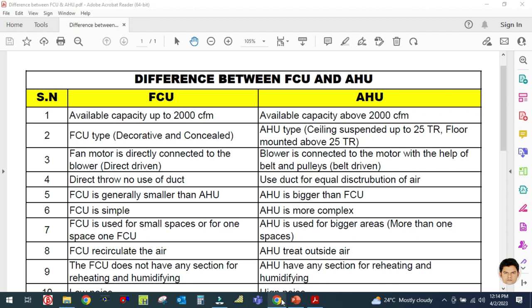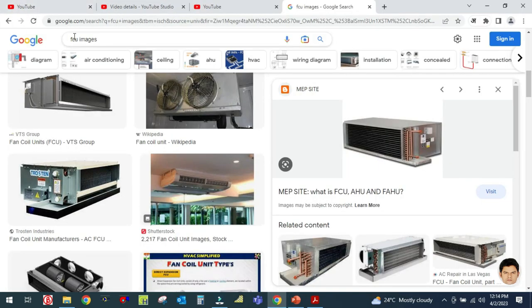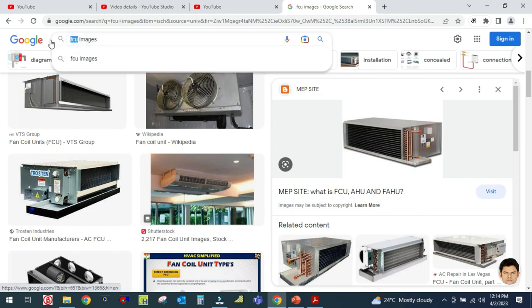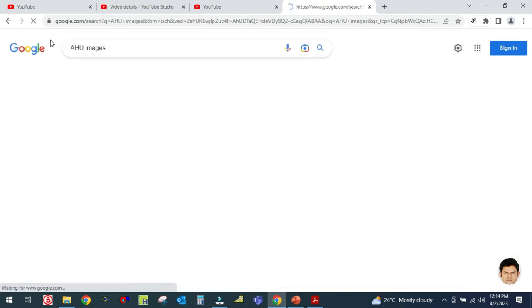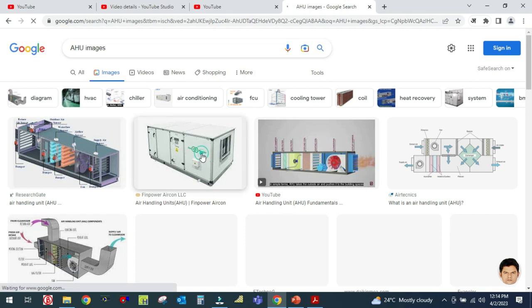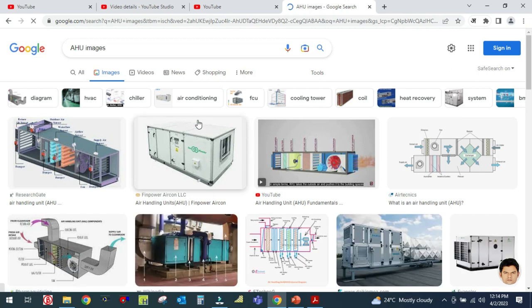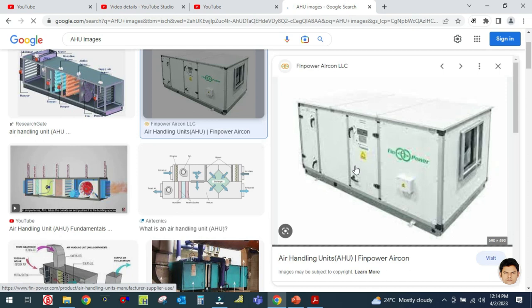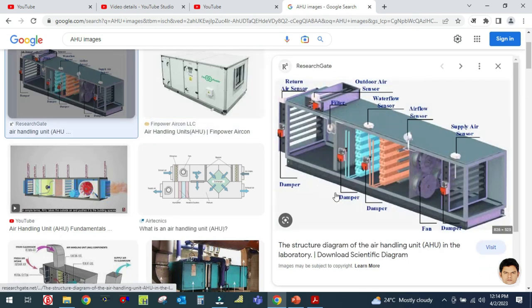And AHU is nothing but the air handling unit. How it looks like, I will show you here. AHU image. See, this is the AHU. It's called air handling unit, and this is the inside view of the air handling unit. So you can see this is the fan section, this is the supply air fan, and this is the fan sensor, airflow, cooling coil, and this is the mixing box.